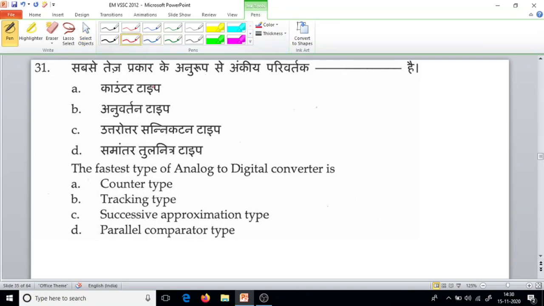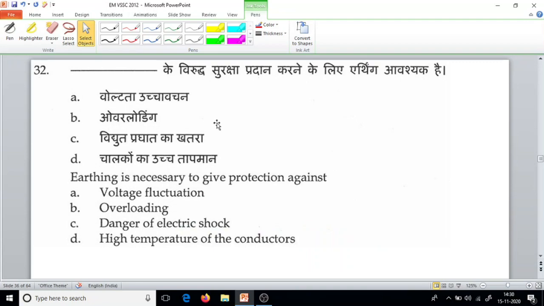Question number 31. The fastest type of analog to digital converter is the parallel comparator. Parallel comparator is also called flash converter, or flash ADC.